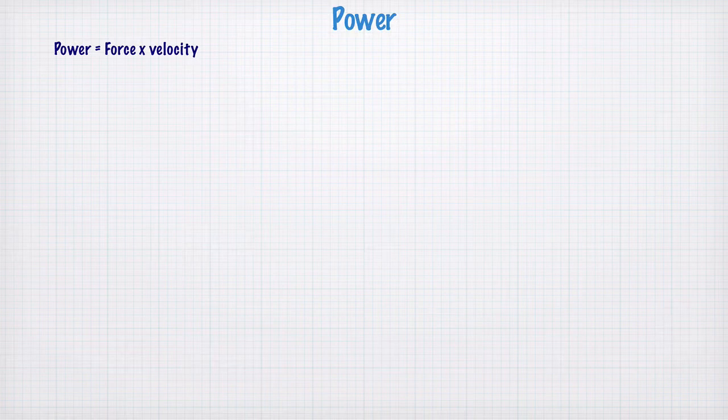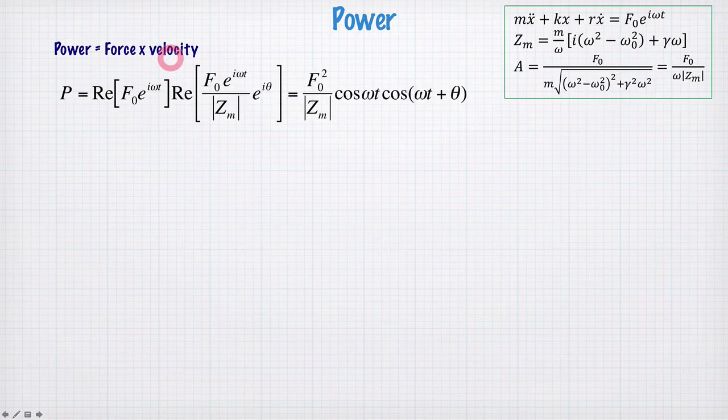Let's now consider the power dissipated by an oscillator, so that is the power used to drive it in steady state. The power is given by force times velocity, so we need an expression for the force applied to the oscillator. That's just the driving force. So from our equation of motion, we have this driving force here, so we take the real part of this, and that's our driving force.